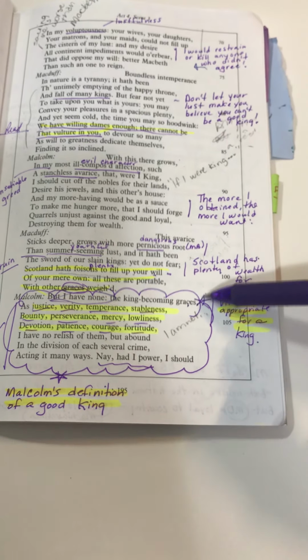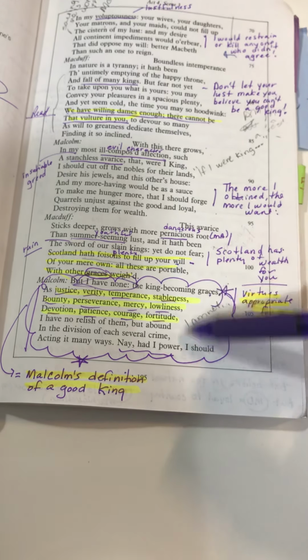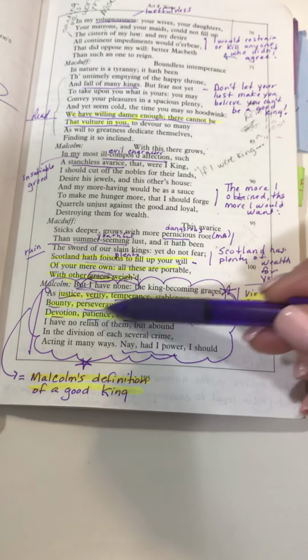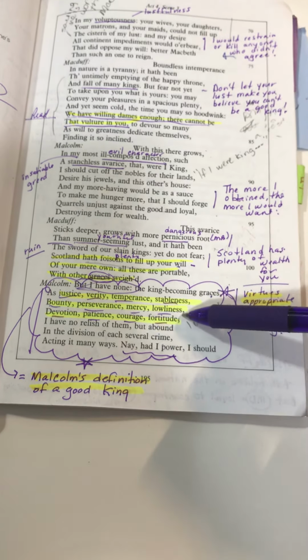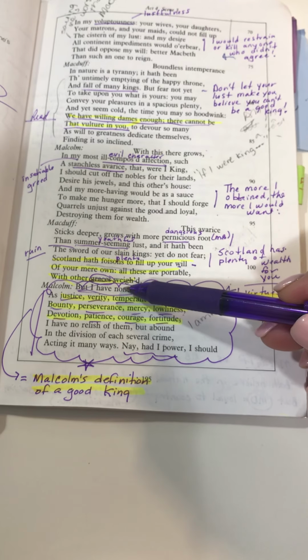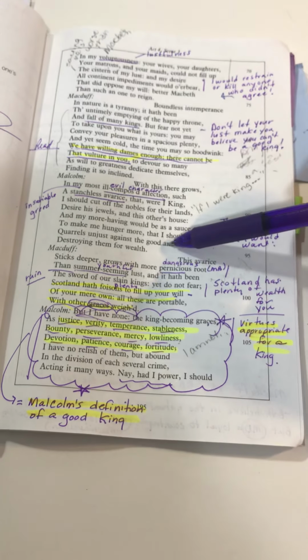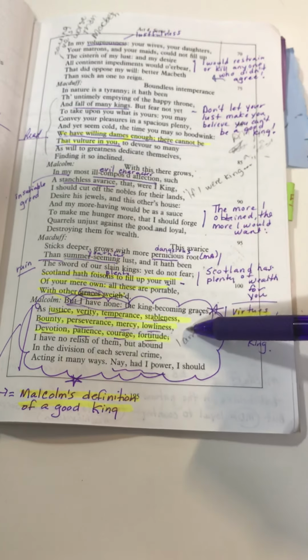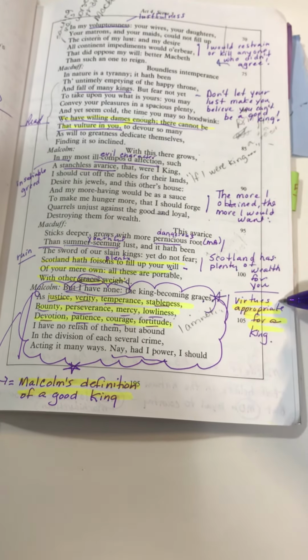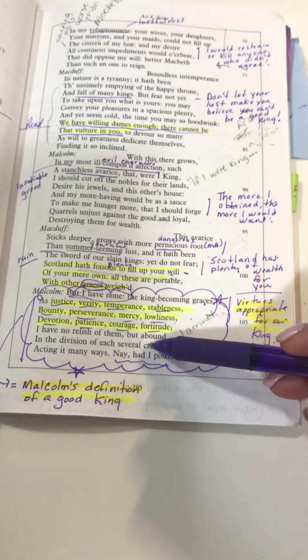And then Malcolm is going to say, look, this is a definition of a good king right here. And he's going to list some characteristics. And he's going to say, I have none of these characteristics of a good king. You want to pretend that I'm going to be a good king, but I don't have any of these virtues, he says. These are the virtues appropriate for a king, but I have none of them.